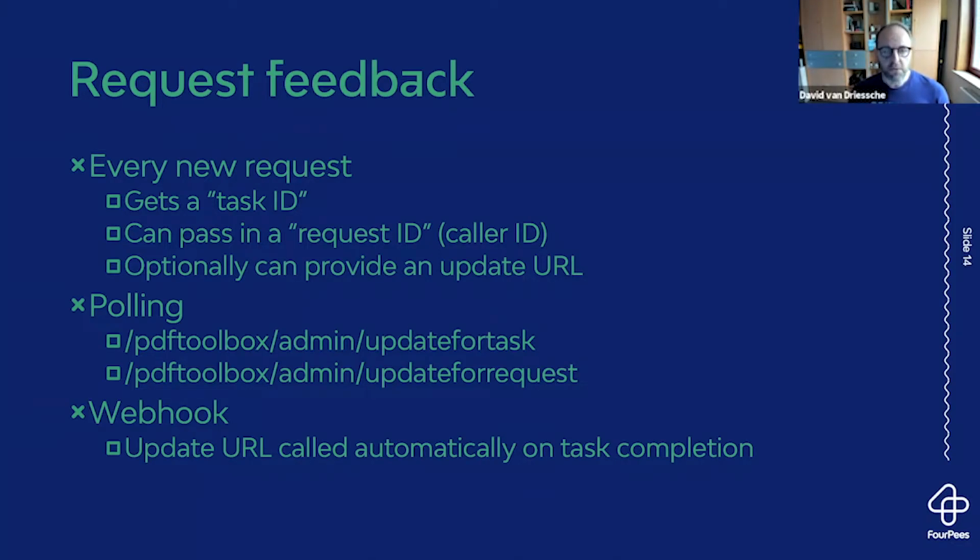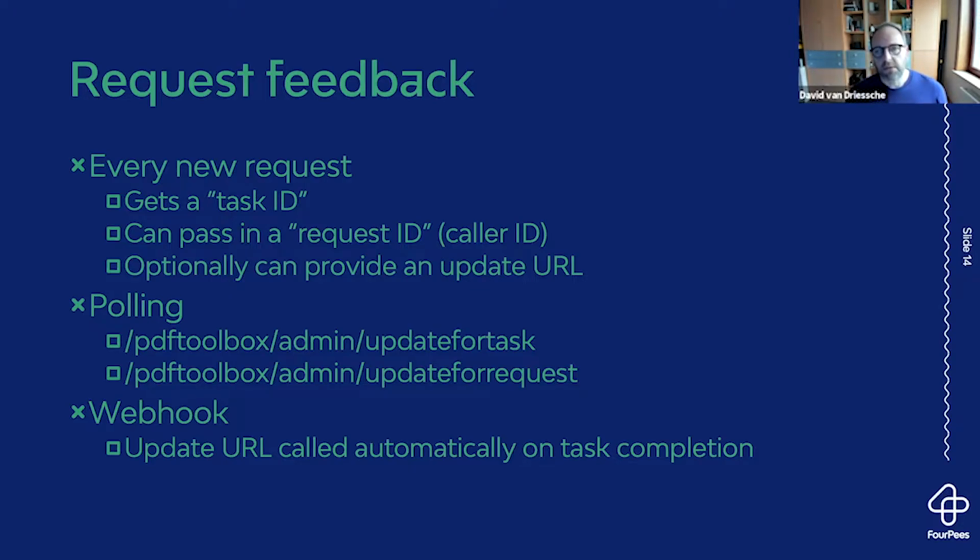And when you make a request, as I said, you can also pass a URL, and that's completely optional. You don't have to do it. But you can. And then in order to get feedback, you choose either or both of the methods below. You can do polling, which means that from time to time you call pdfToolbox /admin/update for task or update for requests. Update for task, you would pass the unique ID that you got back from the API for the task that you started. Update for request, you could do with your own internal unique ID, such as the order ID.